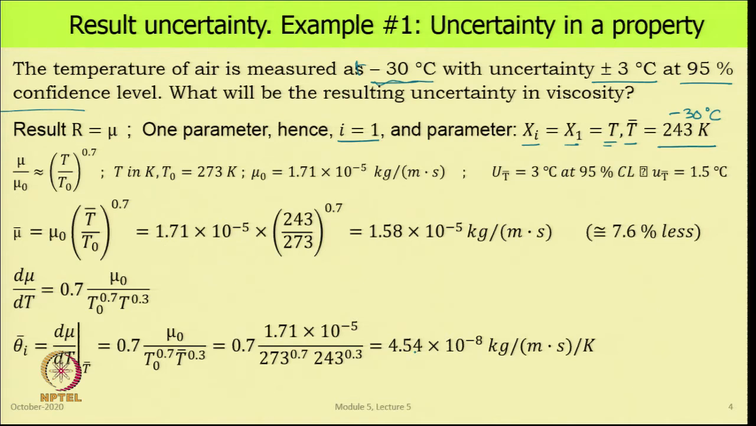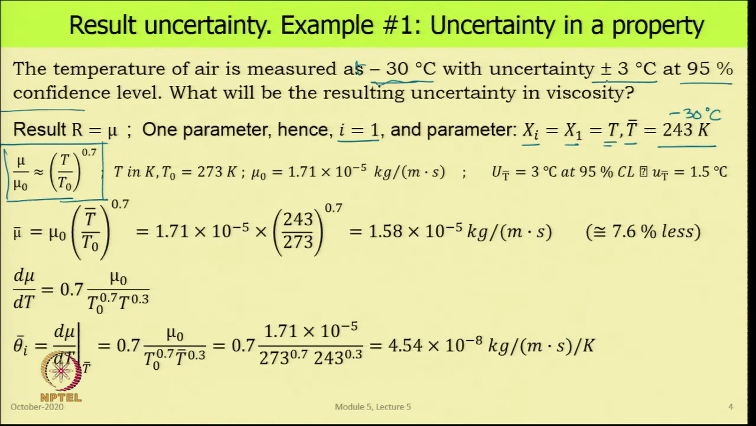The result relation that we will use is given here. Mu upon mu naught is almost equal to T upon T naught raised to the power 0.7. T is in Kelvin, T naught is 273 Kelvin, mu naught is 1.71 into 10 to the power minus 5 kg per meter per second.